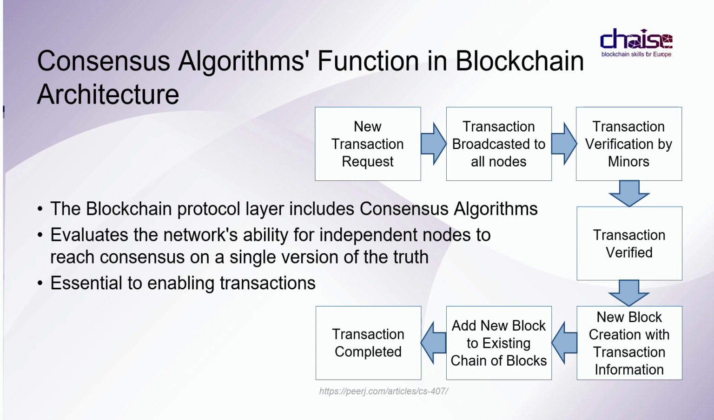The blockchain protocol layer includes consensus algorithms. Consensus is a way of coming to an agreement. It evaluates the network's ability for independent nodes to reach consensus on a single version of the truth. It does not even matter whether participants of the system particularly trust each other or do not trust at all. All the same, they need to agree on certain principles of functioning that would be common for all of them. In this way, consensus becomes essential to enabling transactions in blockchain systems.